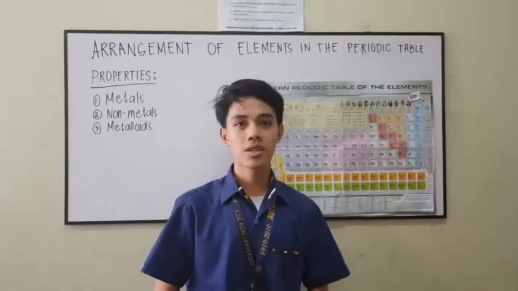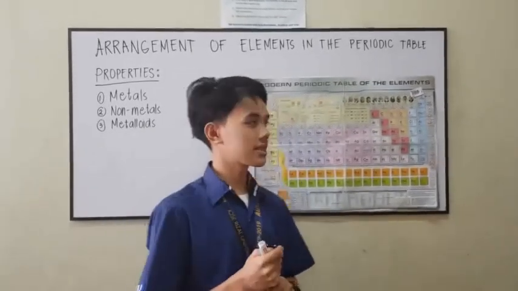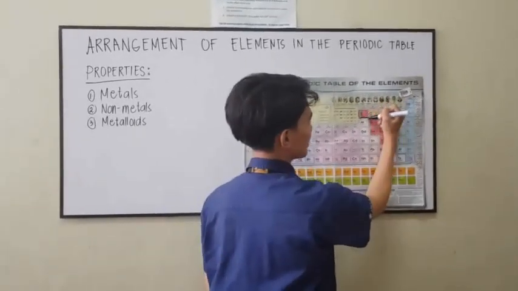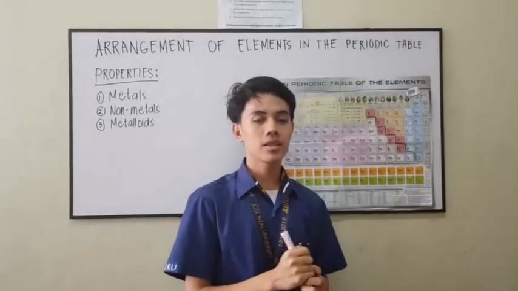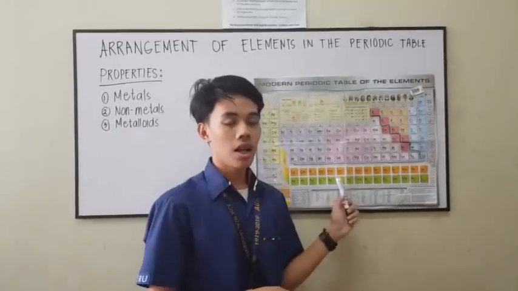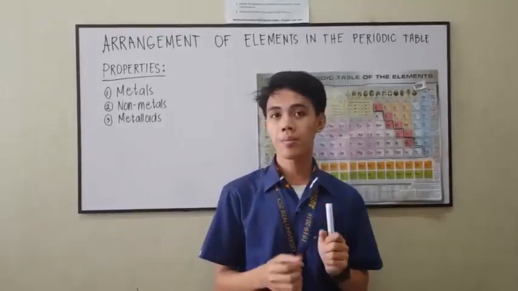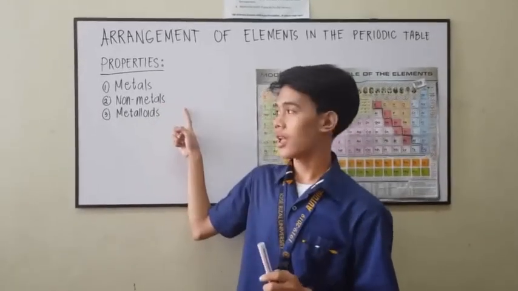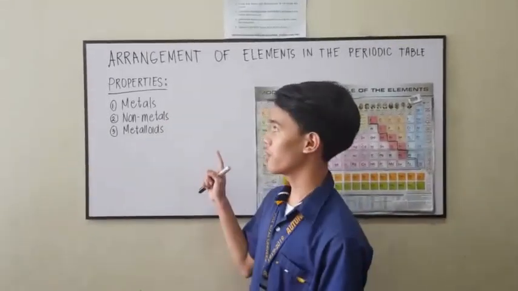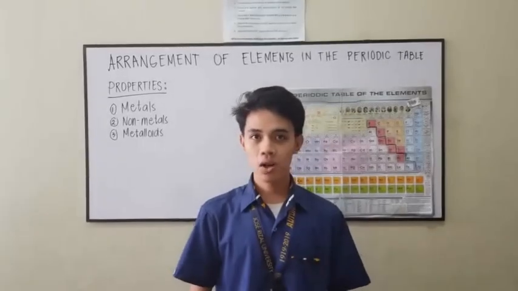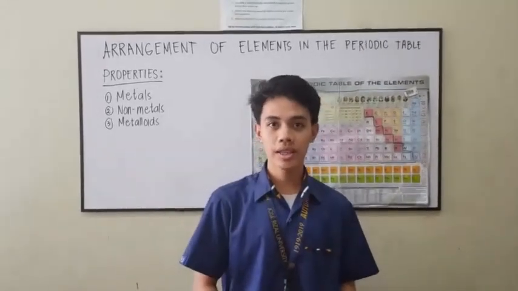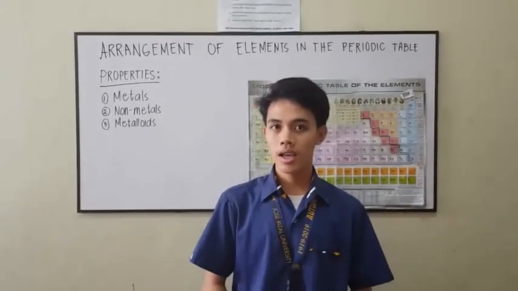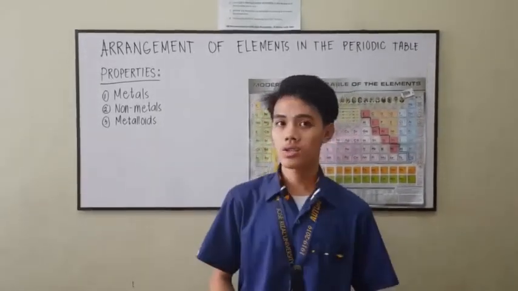Arrangement of the elements in the periodic table. Let me show you this. If you notice this line in the periodic table, this divides the properties of the elements. These properties are metals, non-metals, and metalloids. Characteristics of metals are malleable, ductile, good conductors of heat and electricity, and most of them are solid.